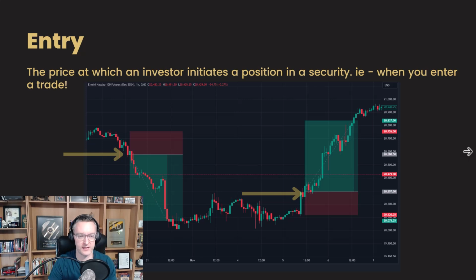Entry, this is the price at which an investor initiates a position in a security, i.e. when you enter the trade. An entry is an entry into the trade. I can't use the word to define it, but that's when you commit to the trade and you hit that button that enters you into that trade. So hopefully that makes some sense.